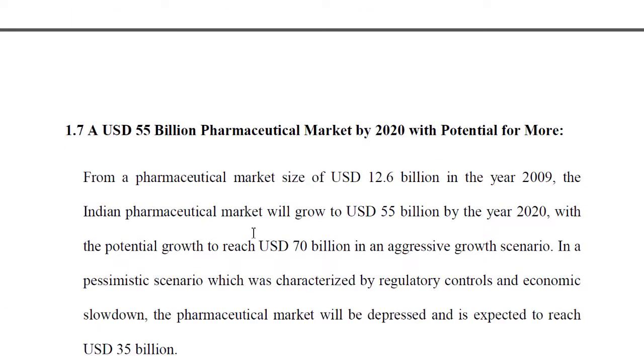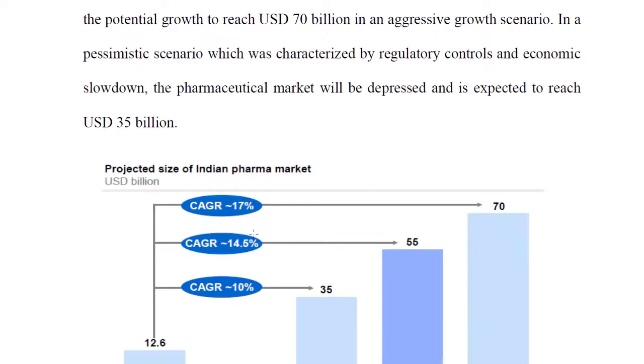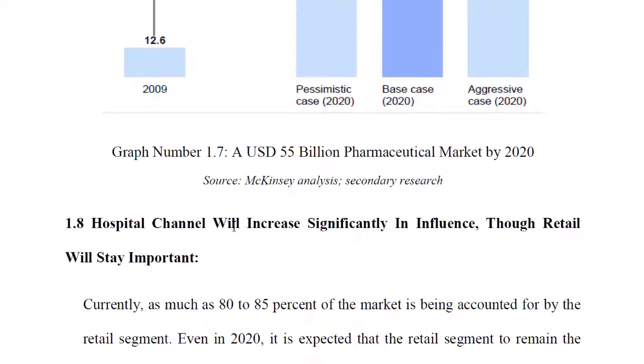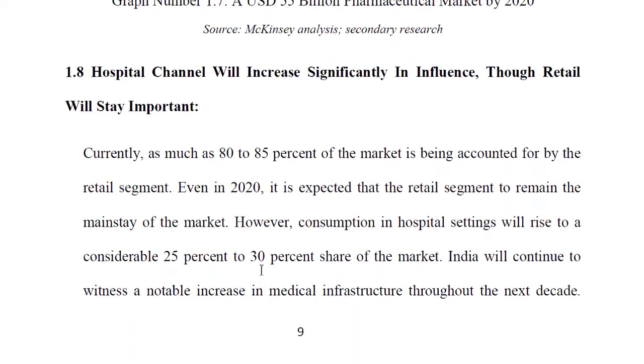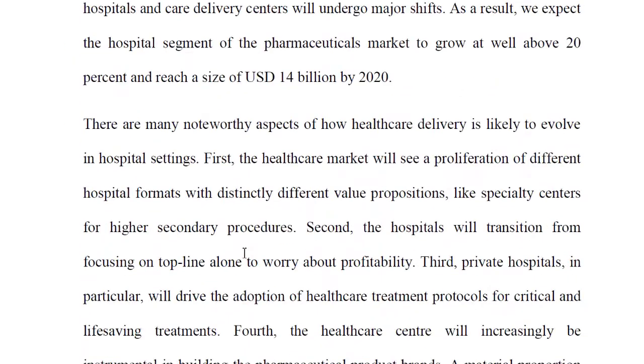1.7 talks about the USD 55 billion pharmaceutical market by 2020 with potential for more, which is mentioned here, how it is going to grow over a period of time. 1.8 is about how hospital channels will increase significantly in influence, though the retail will stay important. So the forecasting of the increase in hospitals has also been mentioned here.